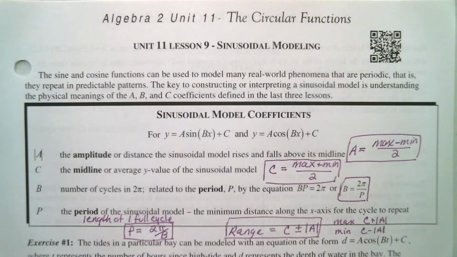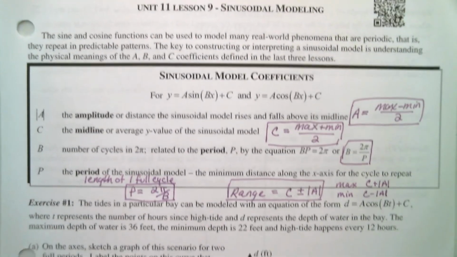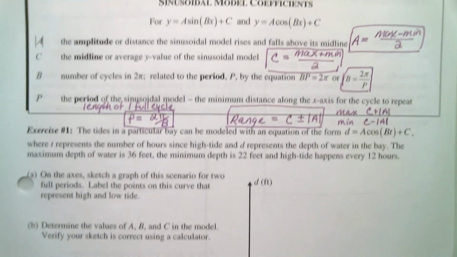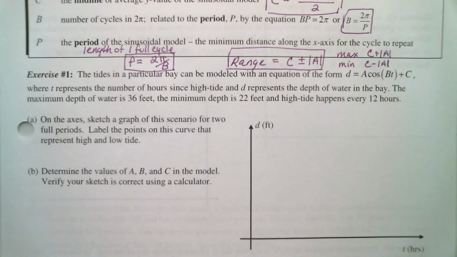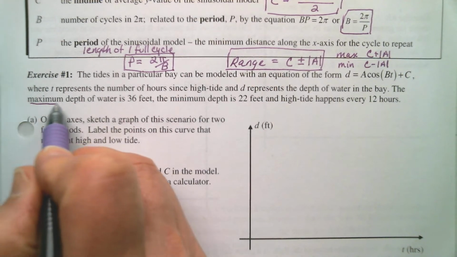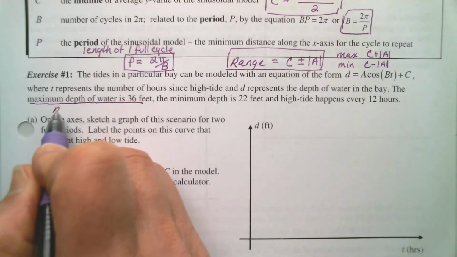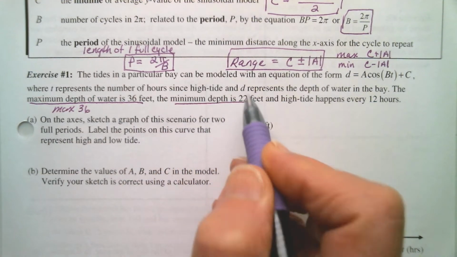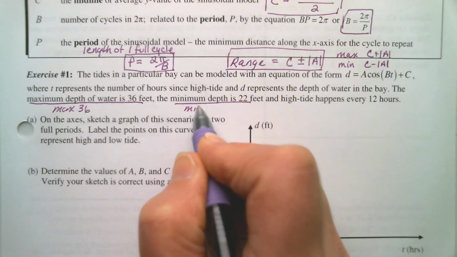Exercise number 1. The tides in a particular bay can be modeled with an equation of the form D equals a cosine bt plus c, where t represents the number of hours since high tide and d represents the depth of the water in the bay. The maximum depth of the water is 36 feet. So we have a max of 36. And the minimum depth is 22. We have a min of 22.